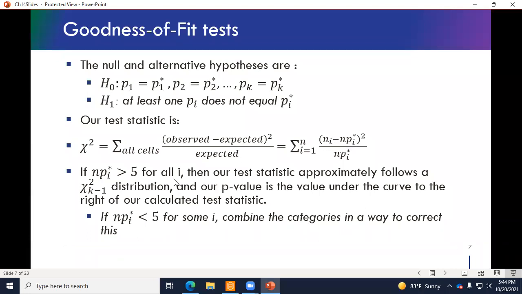Why is it 5? If it's greater than 5, you get the distribution. If it's less, like I said here, if this condition is met, this test statistic approximately follows a chi-square distribution. This 5 is more of a rule of thumb. The larger the better. If it's greater than 5, like 10 or something, you will be closer to a chi-square distribution.